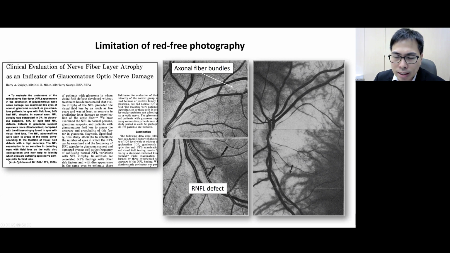The challenge here is in myopic eyes, in eyes with hypopigmented fundus, just as what we see on the right-hand side. It's actually very difficult to appreciate the retinal nerve fiber layer reflectivities. So it is so hard to identify retinal nerve fiber defects in eyes with hypopigmented fundus, in eyes with myopia. So it's actually difficult in that regard.